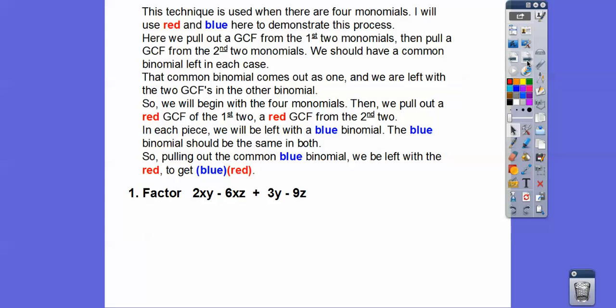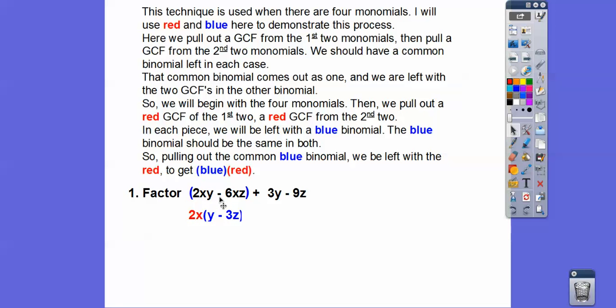Let's try it with this one here. Out of these 2 guys, what can we pull out? Just pretend like these guys aren't here. Focus on these 2. I can pull a 2 and an x out. So watch, when I pull a 2x out, a red 2x, I'm left with the blue stuff inside. So when I pull the 2x out, I'm left with y.